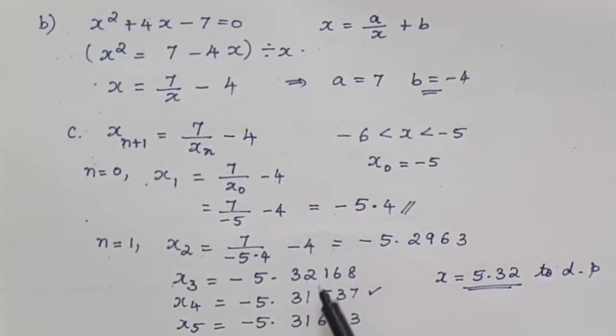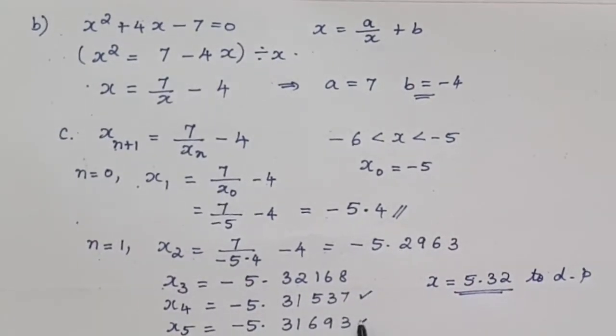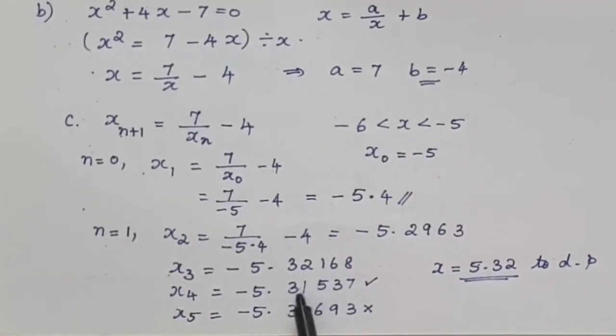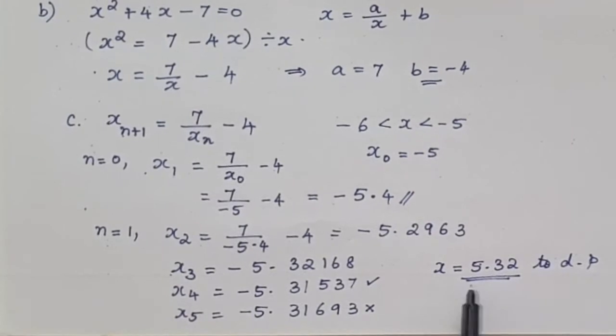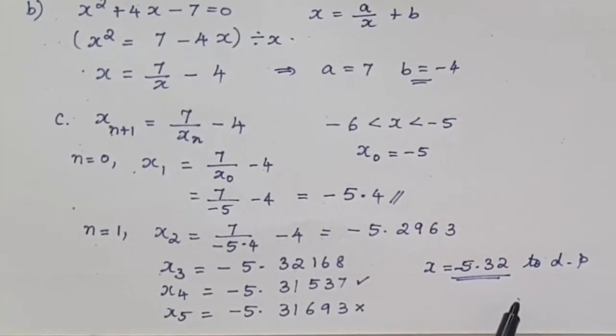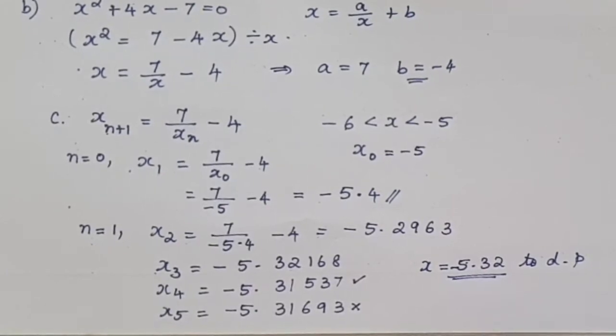That is, we have to proceed until our value gets repeated. No need to find this x5 value, only up to here. Since we have got our answer as 5.32, our final answer will be minus 5.32, correct to 2 decimal places.